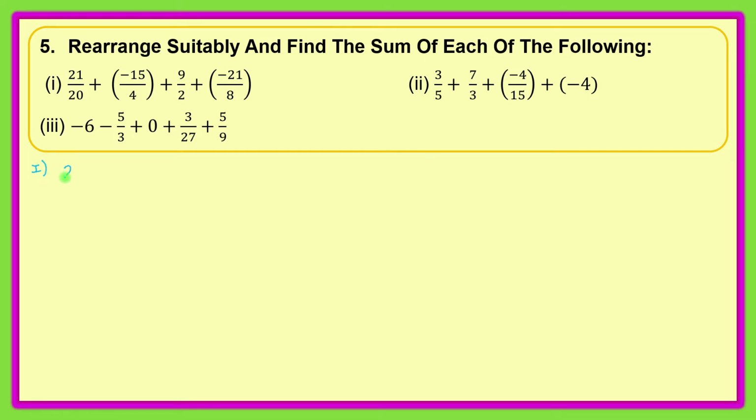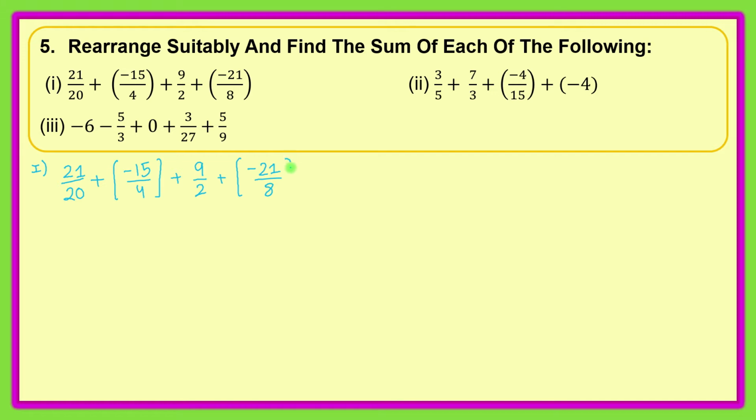So we have the first part: 21 upon 20 plus negative 15 upon 4 plus 9 upon 2 plus negative 21 upon 8.